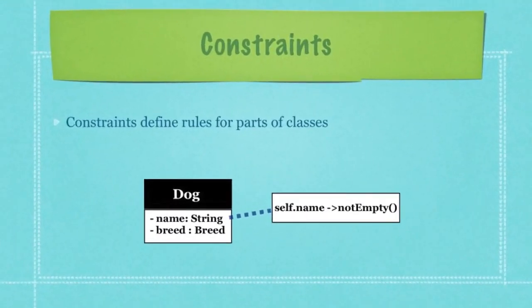Now let's move on to constraints. Constraints are used inside of class diagrams to define rules for parts of your classes. So let's say down here we absolutely positively want to make sure that every single dog has a name. Well, we would just simply draw a dashed line and then put self.name and mark this as not empty. However, we do have other constraints that get much more deeply into this rule set.